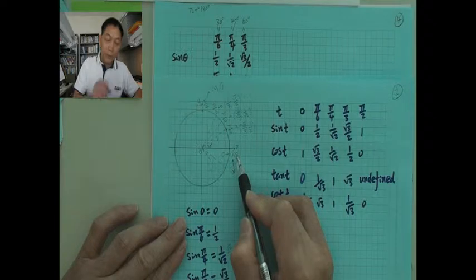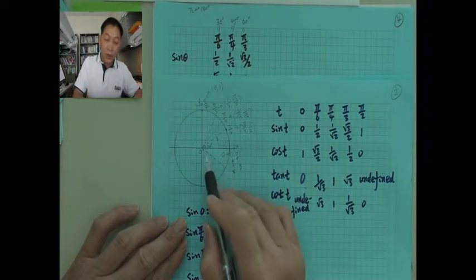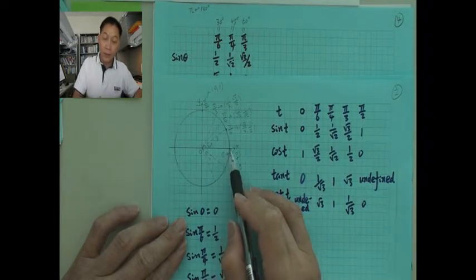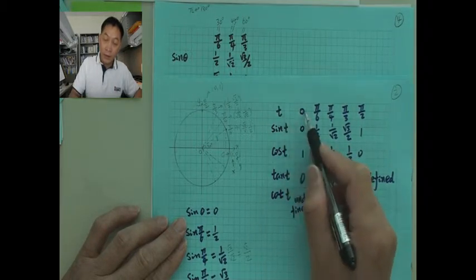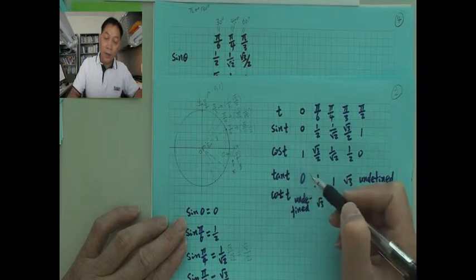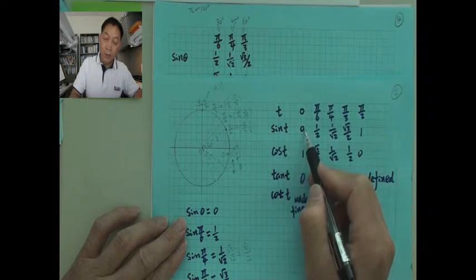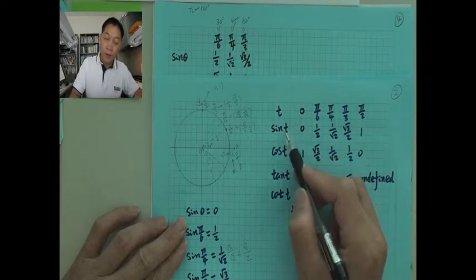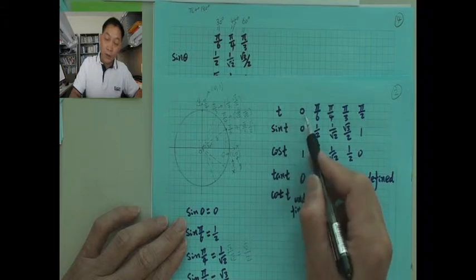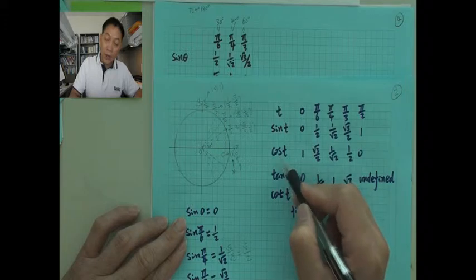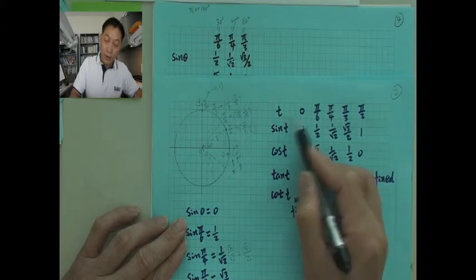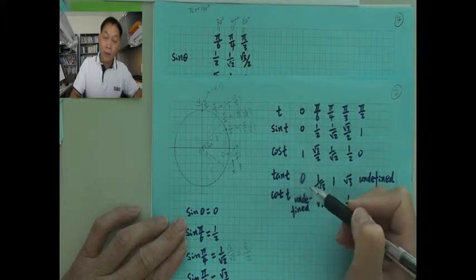Now, of course, cosine 0 then is 1. I wrote here cosine t, so it's 1. Sine t with t equal to 0, so sine 0 is 0. Cosine with t equal to 0 is 1.